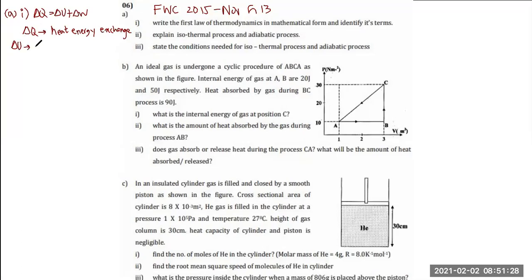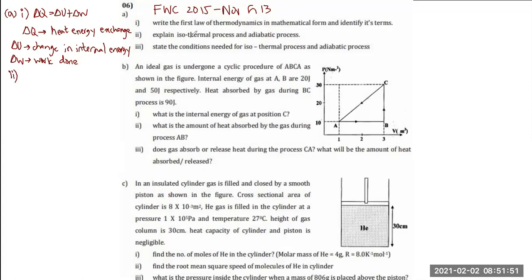Delta U is the change in internal energy. And delta W, we know it's work done. Good. So that's it, finished. And then we move on to number two.